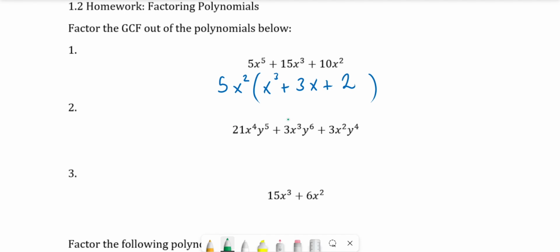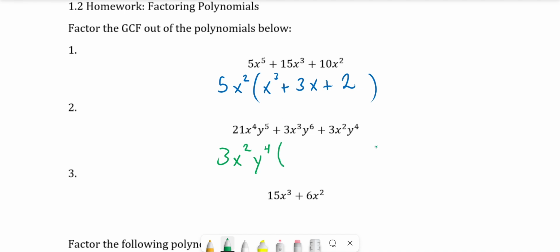Looking through at 21, 3, and 3, I wind up with the greatest common factor of 3, so we can pull that out. Looking through at x's, I have x to the fourth, x to the third, and x squared. The largest thing I could divide out is x squared, the smallest power. And looking at the y part of the term, I could divide out y to the fourth. Y to the fourth is the smallest of these three, and so it's the thing that I could divide from each one without having some kind of rational term remaining.